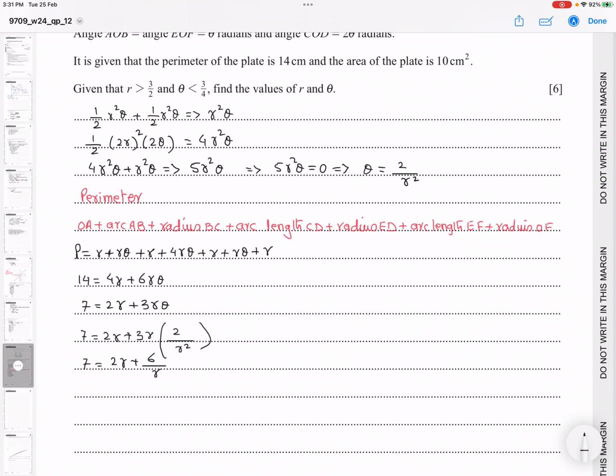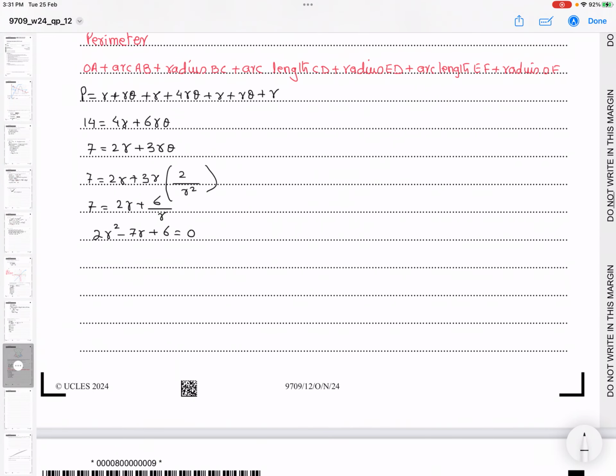And if you further simplify this, you will get the equation like this, which I am going to write straight away: 2r square minus 7r plus 6 equals 0. Now you can use the quadratic formula. Your a is equal to 2, b is equal to minus 7, and your c is equal to 6. So r equals plus minus b square minus 4ac.